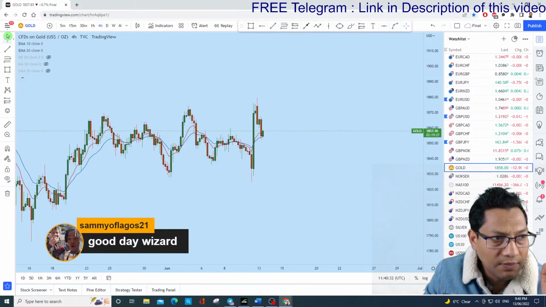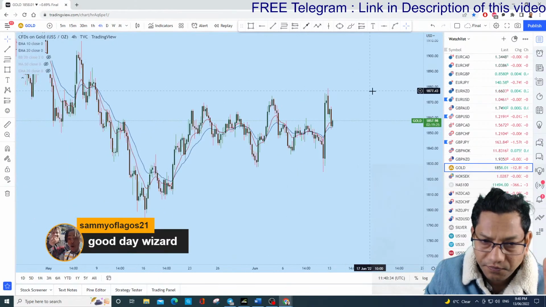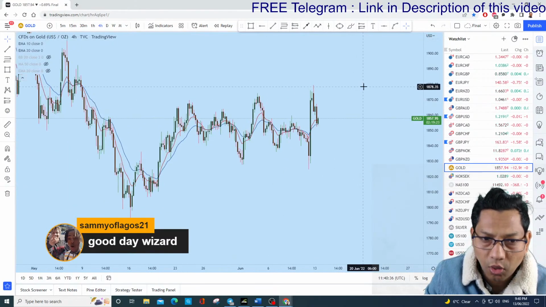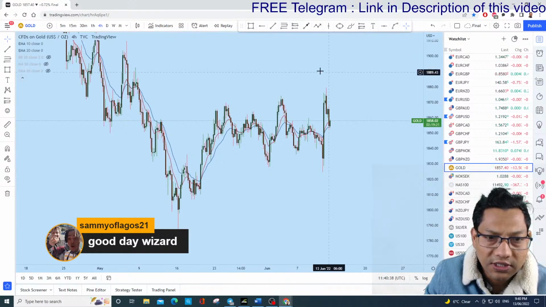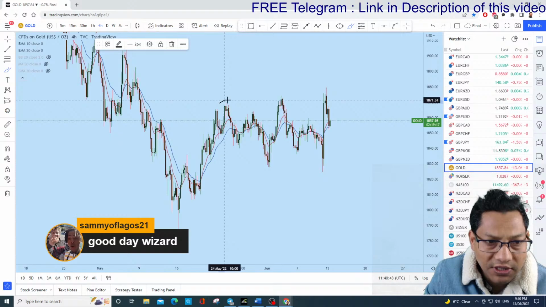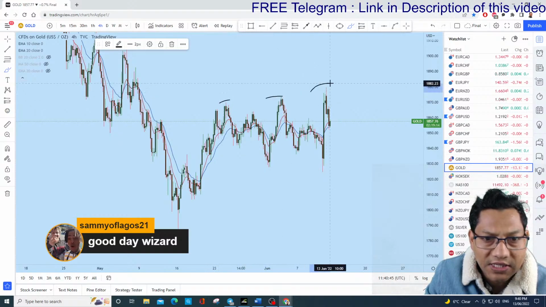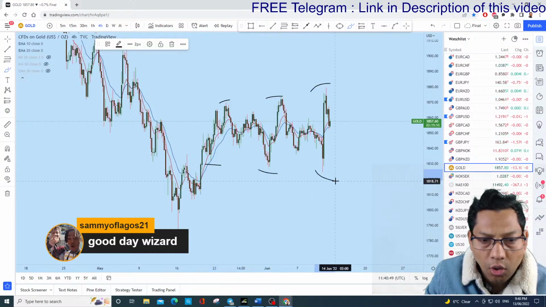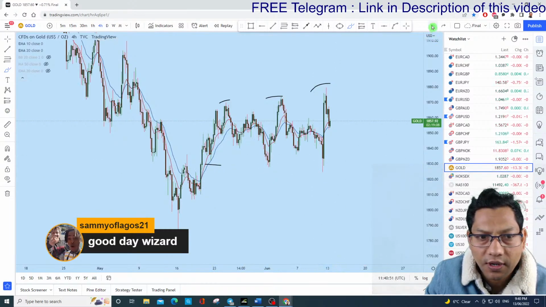Now with gold, I'm not doing anything. Let me tell you what gold is doing. If you look at this 4-hour time frame, you see there is a resistance, and the price is creating a series of higher lows and lower lows. So it's a weird expanding range, you can say an expanding range.